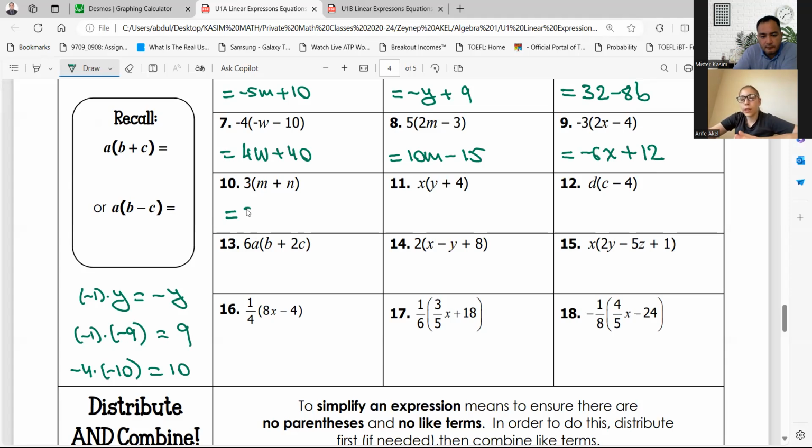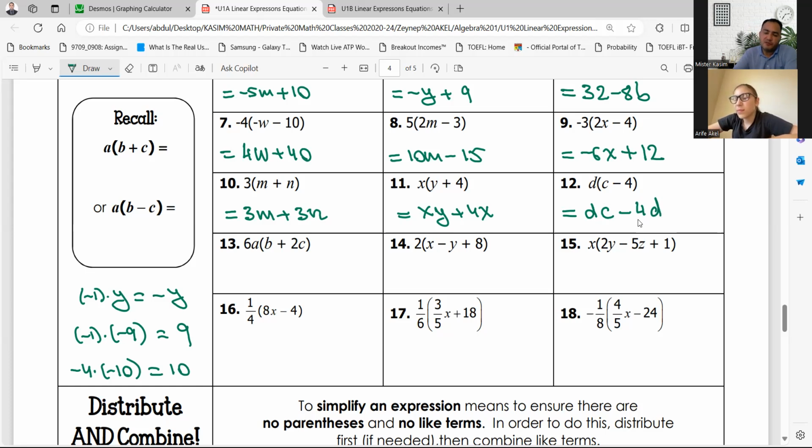10? 3m plus 3n. 11? xy plus 4x. Yes. 12? Would it just be dc? Yes. D times C is DC. Minus, what is D times 4? 4d.